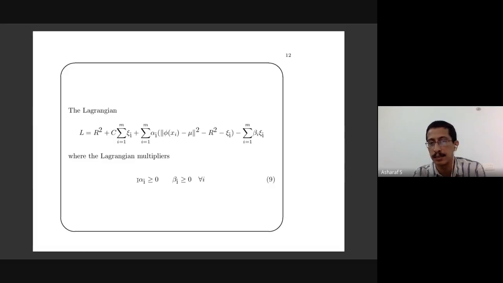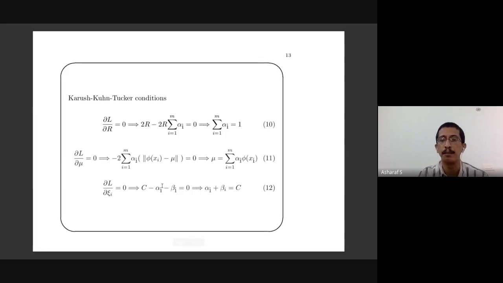The Lagrangian multipliers alpha i and beta i, which are introduced for all i, should be greater than or equal to 0. So that's what the Lagrangian form is for the soft margin, I would say soft MEB problem. You apply first order conditions, which are the Karush-Kuhn-Tucker conditions, KKT. What are the primal variables over here? We have R, mu, and zeta i now. So you apply the first order conditions, which are first order necessary and sufficient conditions, because the problem in hand is a convex quadratic problem.